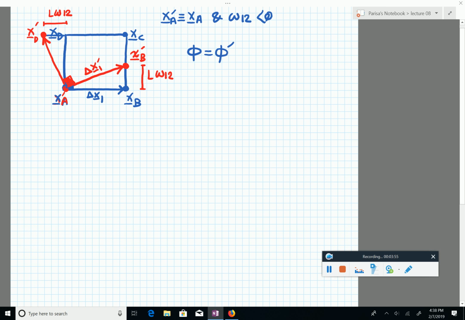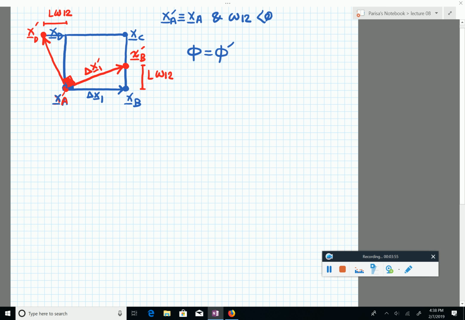What happens? So what you see is that it's true that L prime and L are not equal, but their difference is of what order in omega 1, 2? Second order. So if we limit everything to the first order in omega 1, 2, they're equal.